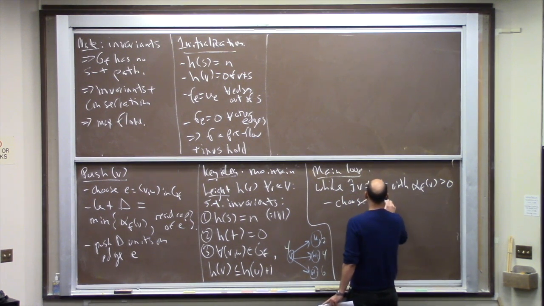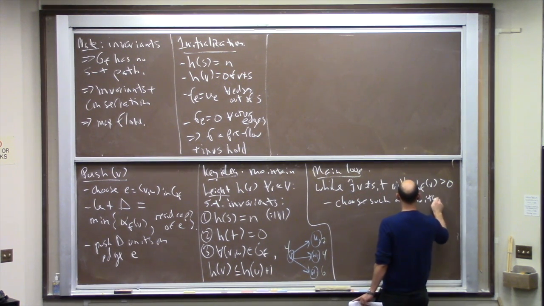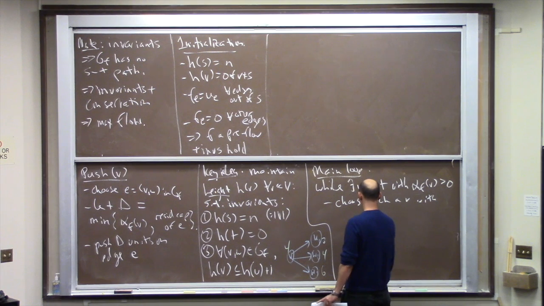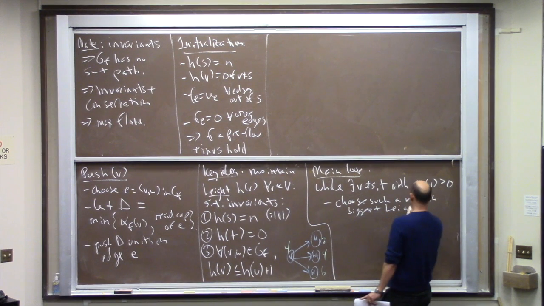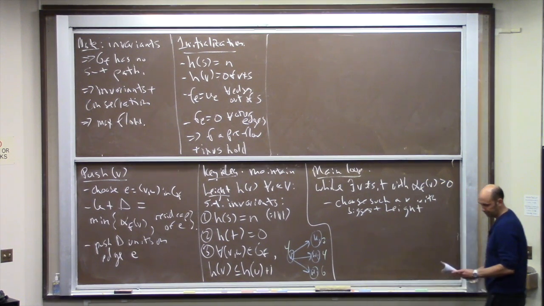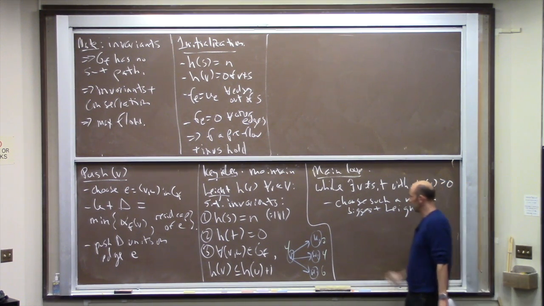So choose such a v with the biggest height. And if there's a tie, you can break the tie arbitrarily. Okay.